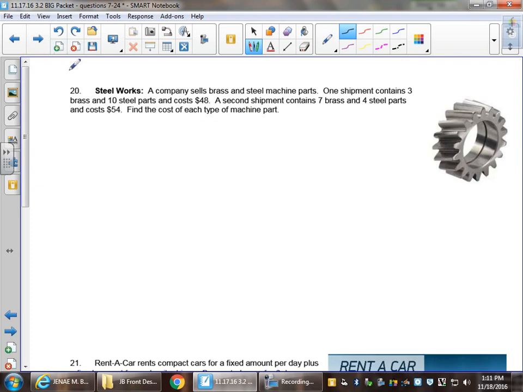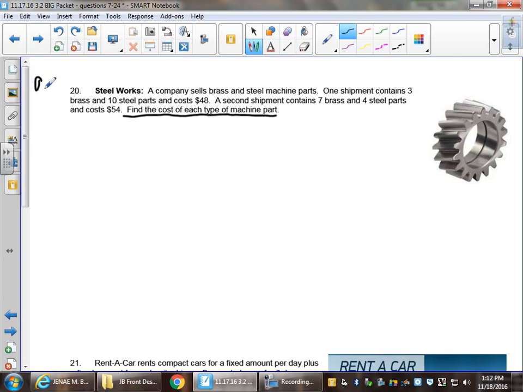Moving on to 20, Steelworks. A company sells brass and steel machine parts. One shipment contains 3 brass and 10 steel parts and costs $48. A second shipment contains 7 brass and 4 steel parts and costs $54. Find the cost of each type of machine part.